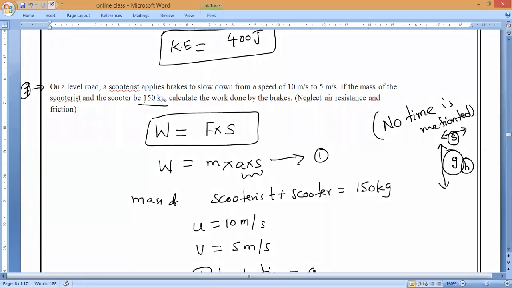Have you noticed it, guys? No displacement. So is it possible to find the acceleration without knowing the displacement and without knowing the time? It is not possible to find.